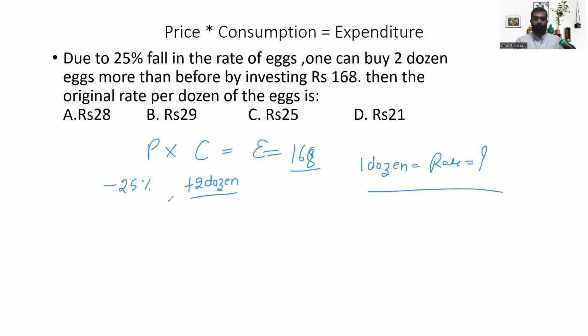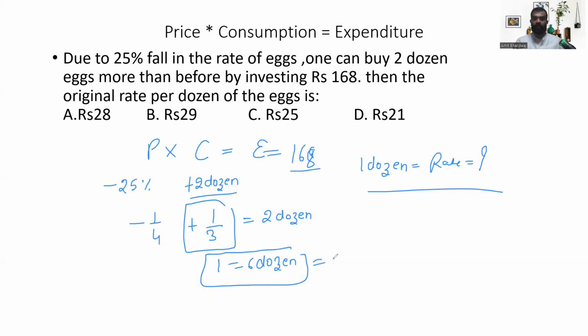As I have already mentioned, this is minus 1 by 4. The right side is the same, so numerator as it is, 4 minus 1 is 3. This is plus 1 by 3. So this plus 1 by 3 is the increment in the consumption, which is 2 dozen according to the question. So 1 by 3 is 2 dozen, and one unit value will be 3 into 2, which is 6 dozen. So this 1 represents our initial consumption.